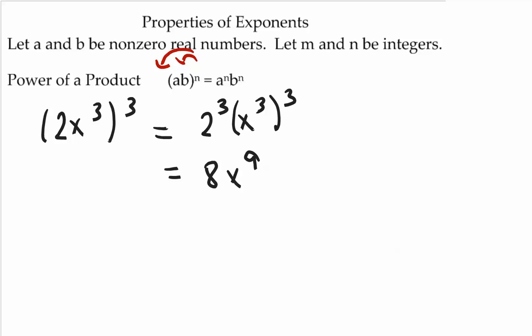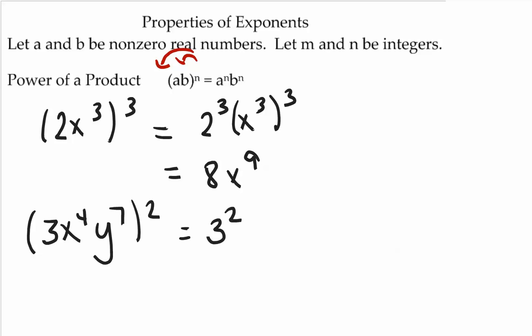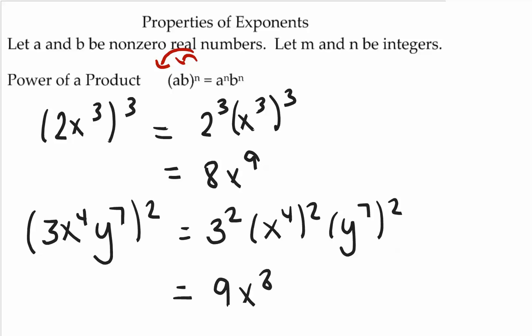Remember from the previous slide, we are multiplying powers. So if we take this a little bit further and say we have 3x to the 4th, y to the 7th, and we square it, we're going to take the 3 and square it. We're going to take the x to the 4th and square it. We're going to take the y to the 7th and square it. Again, we don't normally write this step out, but I want you to understand where the answer comes from. The answer I would get is 9x to the 8th, y to the 14th.